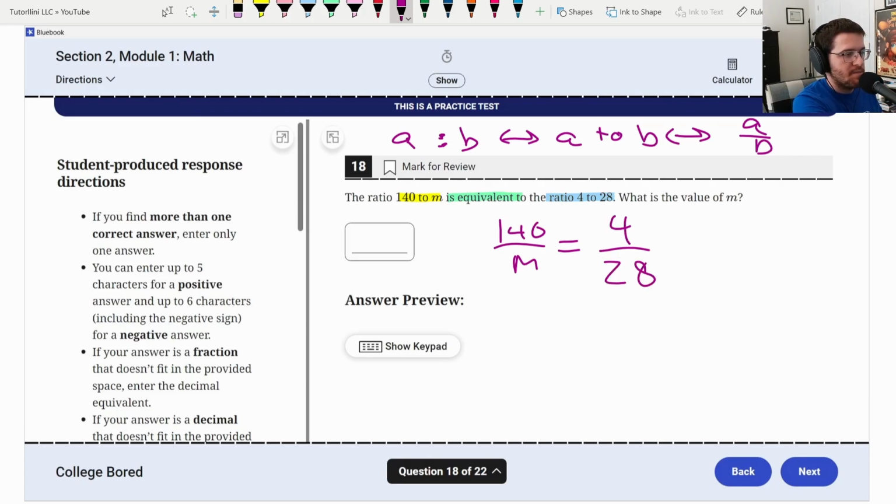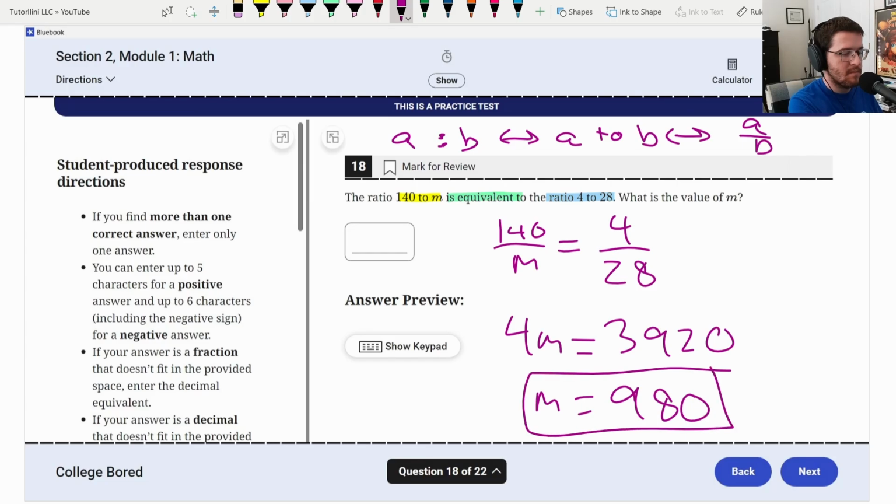Now I'm just going to cross multiply and divide. So these guys and these guys multiply together. So 4 times m is just 4m. 140 times 28 is 3920. And now I'm going to divide both sides by 4. And I get m equals 980. And that is our answer.